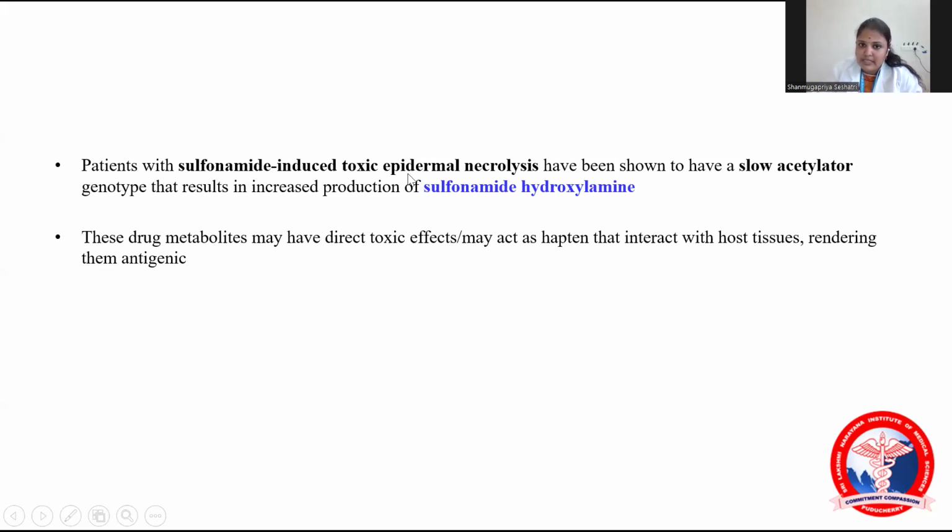So, this byproduct sulfonamide hydroxylamine causes this Stevens-Johnson syndrome. These drug metabolites have a direct toxic effect and may act as a hapten. A hapten is nothing but the agent which induces the immune response. So, this agent can act as a hapten which can affect the host immune response, and that is how they become antigenic, and they can cause these epidermal lesions.